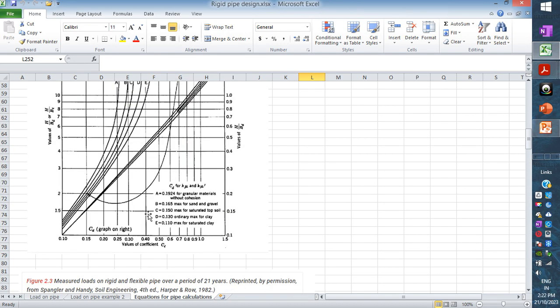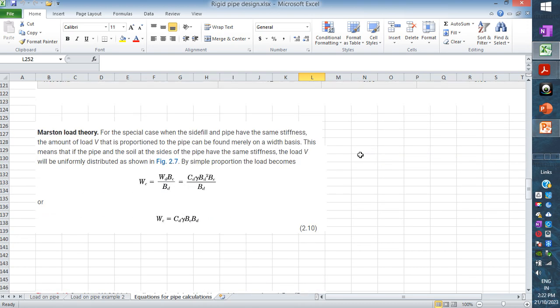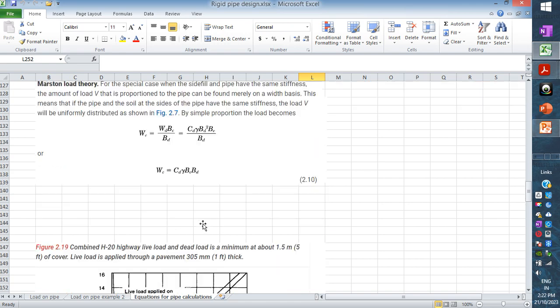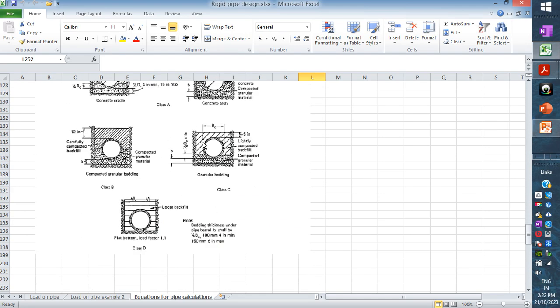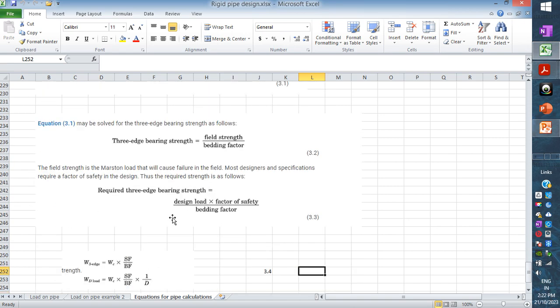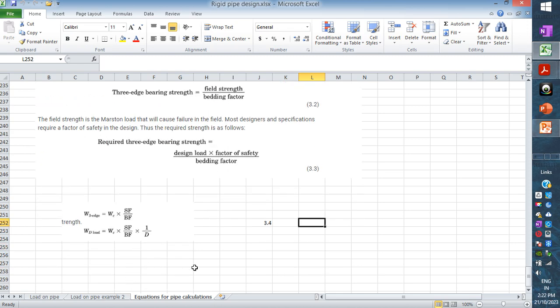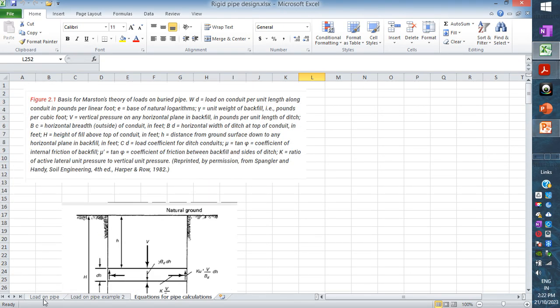Using this graph you get a CD value. Once you have a CD value, you can use this soil parameter, which kind of embankment it is, the unit weight, and the K value. The Marston equation is used: WC, CD, gamma, BC and BD. And then this is highway loading, and these are the different types of bedding factor we showed, and from the bedding factor, the required strength calculation formula is here. So I have a reference in a calculation of how this formula is being used.